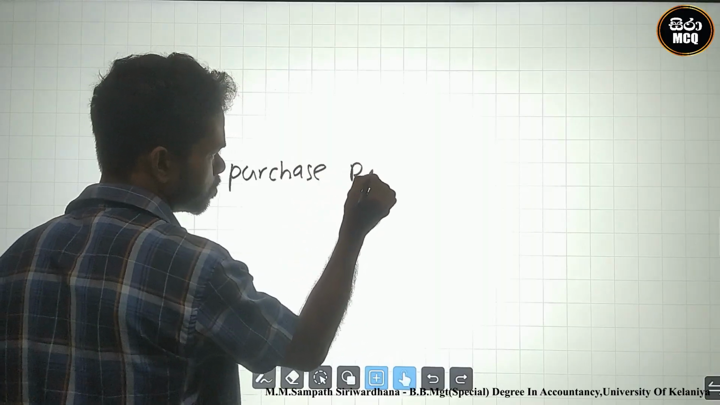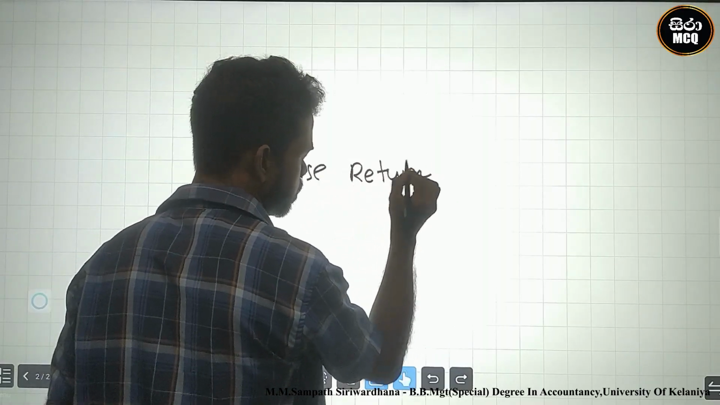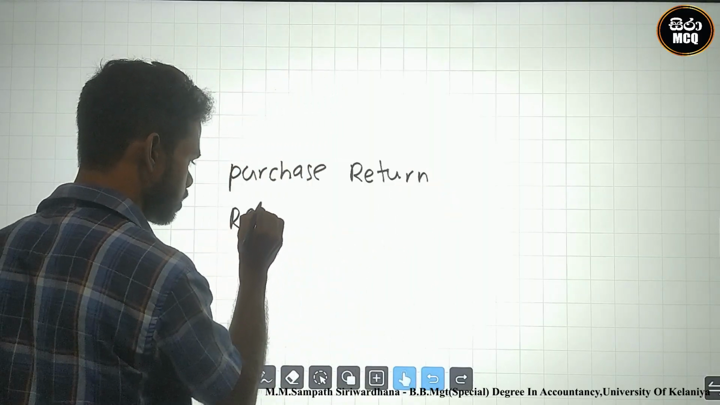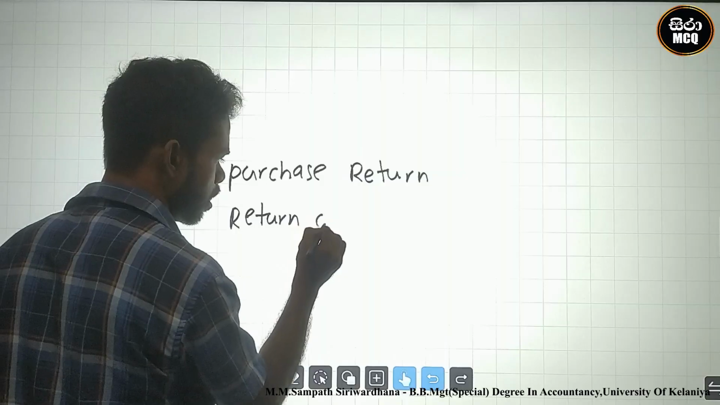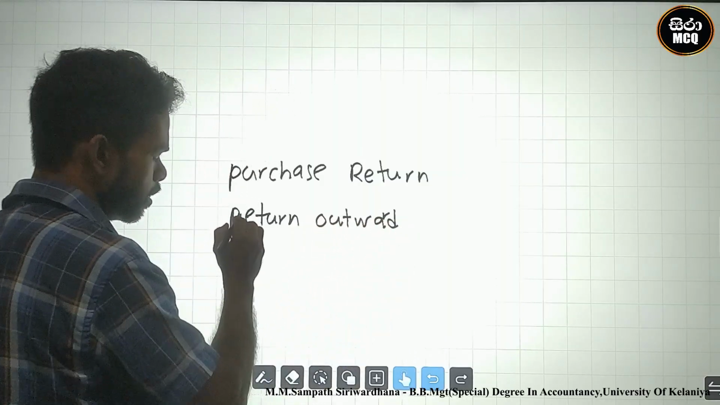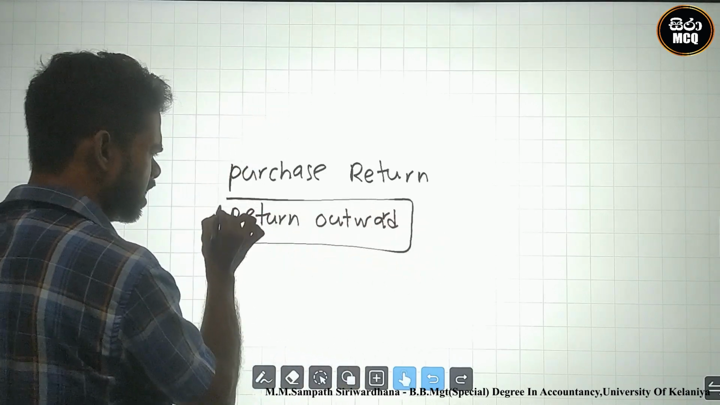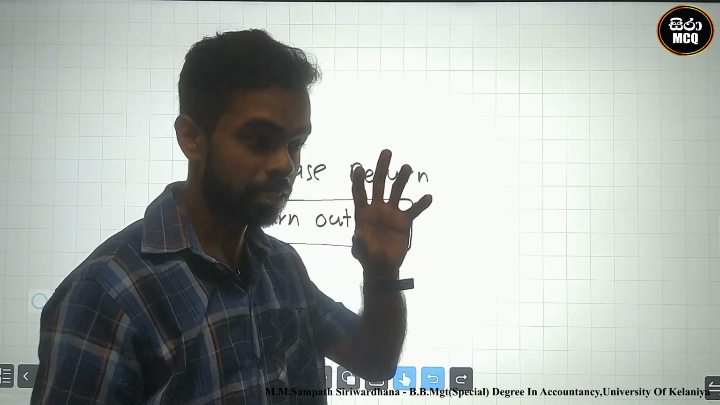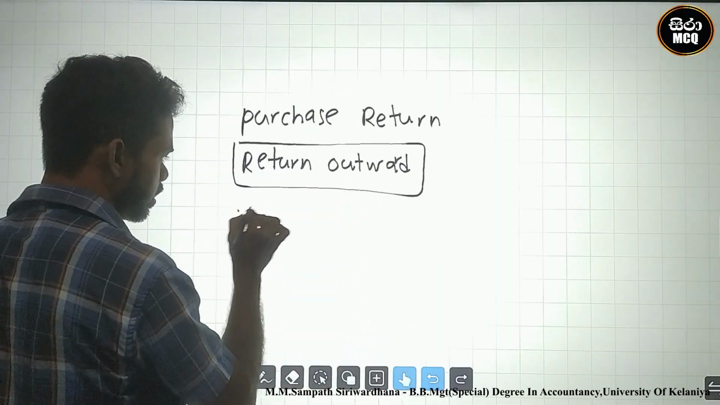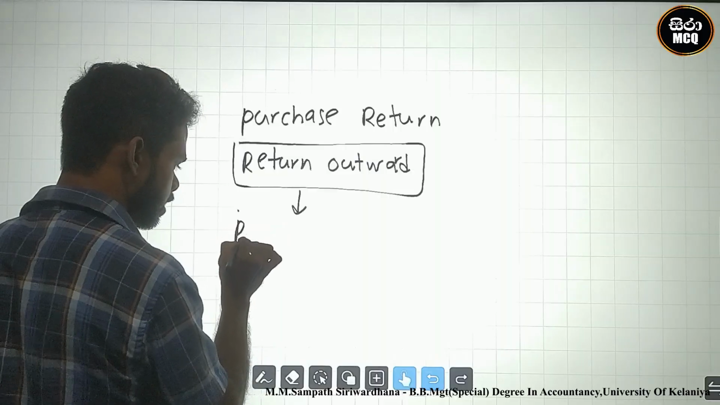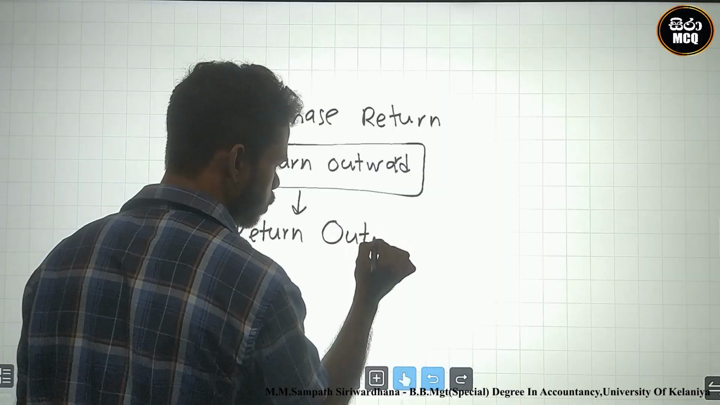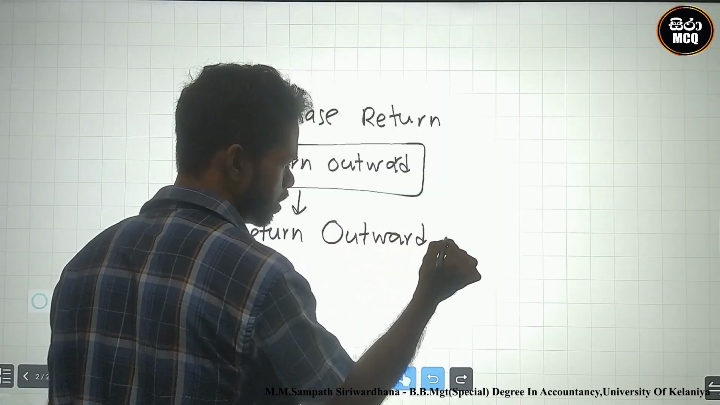Purchase return means return outward. What is the prime entry book? Return outward, purchase return. What is this? The return outward journal.